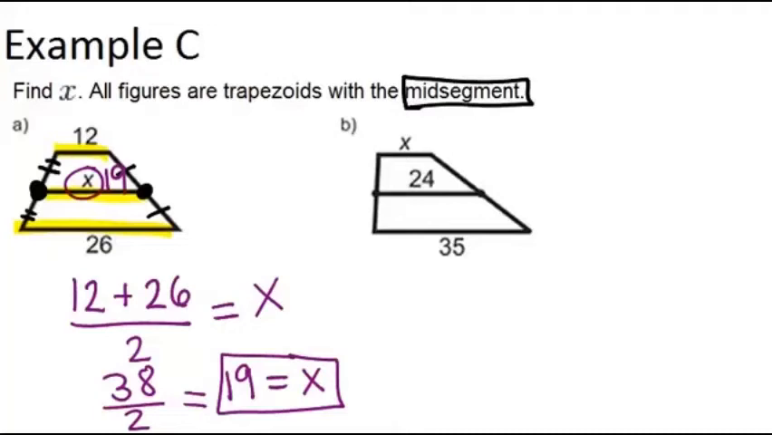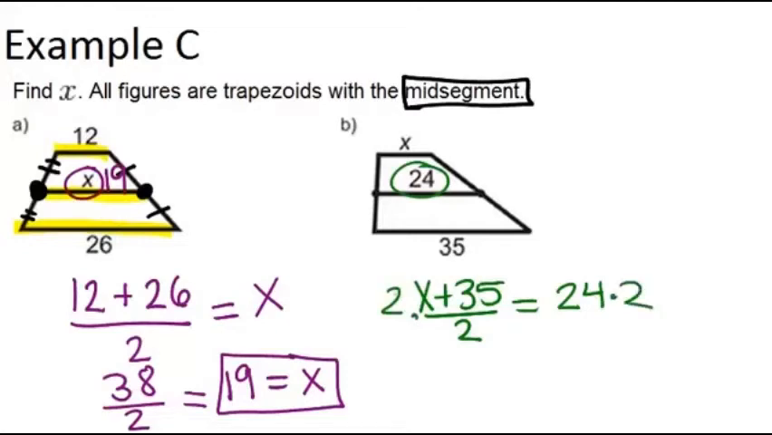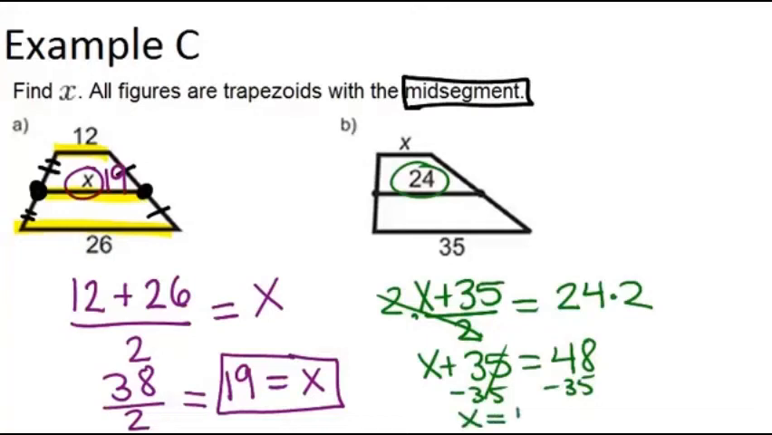All right, now for part B, we're asked to find one of the base lengths. So x is going to be in a different part of our equation. 24 is the length of the midsegment, which means that 24 is the average of x and 35. So x plus 35 divided by 2 has to equal 24. This is an equation we can solve. The first thing we should do is multiply each side by 2, and that cancels out the dividing by 2. So we have x plus 35 equals 48. Then we just have to subtract 35 from both sides. And we get that x equals 13.